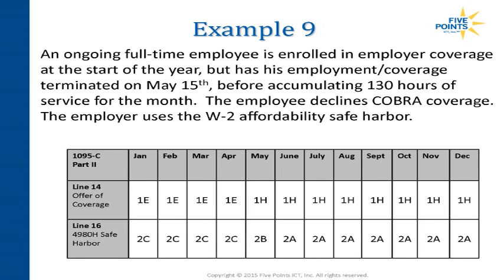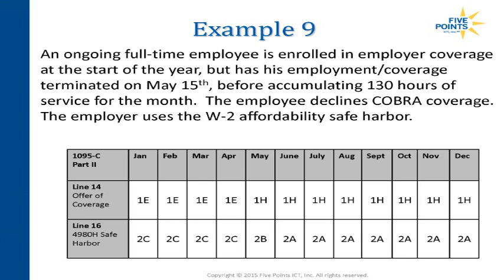Example 9, I have an ongoing full-time employee enrolled in employer coverage at the start of the year, whose employment coverage terminated on May 15th. So the coverage ends mid-month, before accumulating 130 hours of service for the month. Doesn't matter, coverage ended on the 15th. The employee declines COBRA coverage, the employer uses W-2 affordability safe harbor.